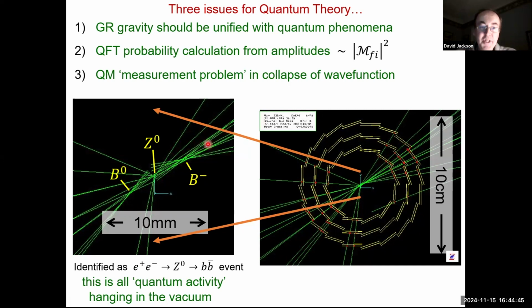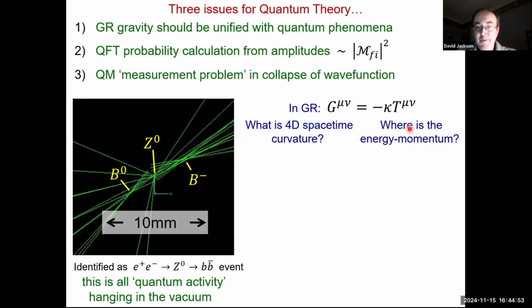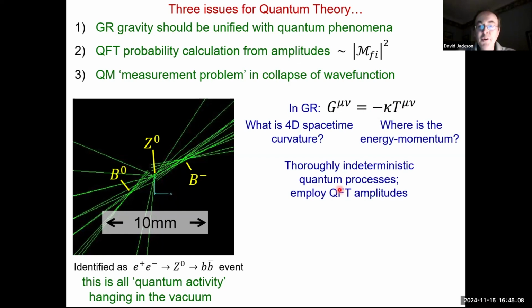So I think these events are really interesting from all of these questions because there's energy momentum going into this event, producing the Z0 and coming out again. So we can ask, where does the energy momentum actually go? Is it related by the Einstein field equation to general relativity? What's this four-dimensional space-time curvature? So it relates very much to how we can unify gravity with quantum theory. It involves thoroughly indeterministic quantum processes where we employ amplitudes throughout.